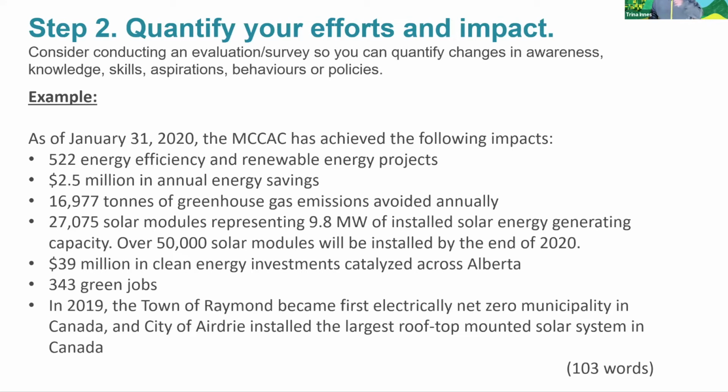One thing, reflecting on it now, if I had to go back and redo this, would be maybe quantifying this in ways that would make it more visual to them. So 17,000 tons of greenhouse gas emissions avoided annually. How many cars are we taking off the road for that? 27,000 solar modules. How many houses could we power with that? That might really help the judges see your impact a little bit better.